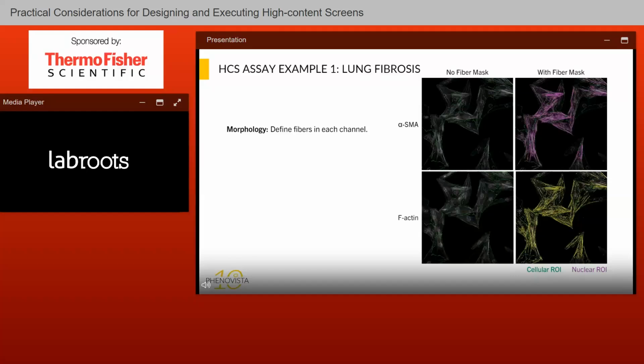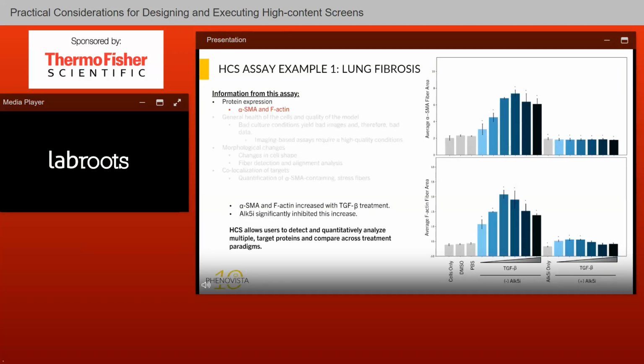So we can define the fibers in each of the channels, and then all this can be output numerically. On the right-hand side of the top there, you can see the average alpha smooth muscle actin fiber area that increases with TGF-beta. And on the right side of that, when you co-administer the inhibitor ALK5I, you see that increase in alpha smooth muscle actin does not occur. Similarly, you can look at F-actin fiber area, which is plotted below that. You see a similar trend.